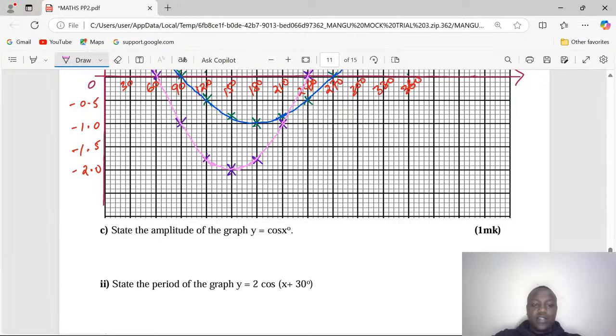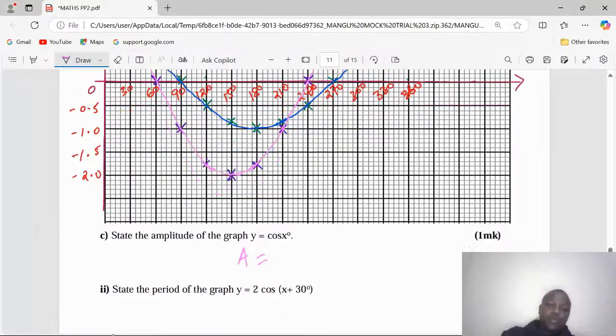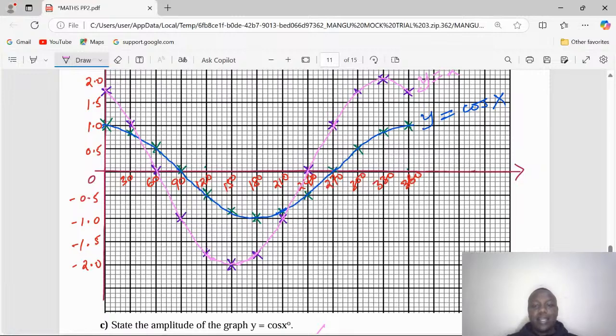The first question: state the amplitude of y equals the cosine of x. Remember, amplitude is the highest a curve can go from the mean, so it's 1 for this particular curve. It's 1 because you can see the highest is a positive 1. It's just 1.